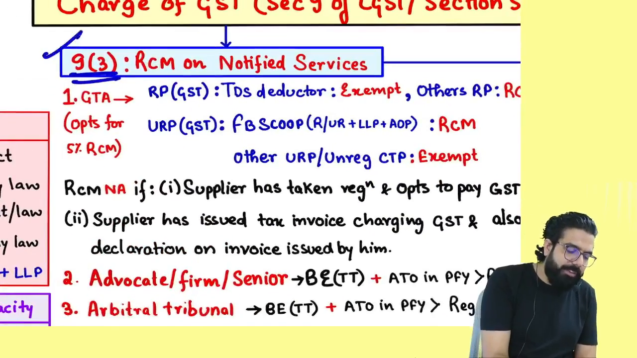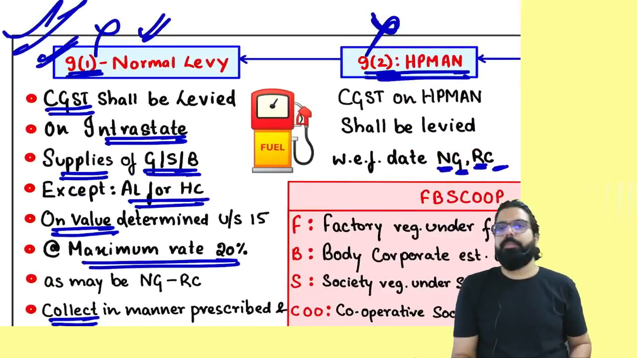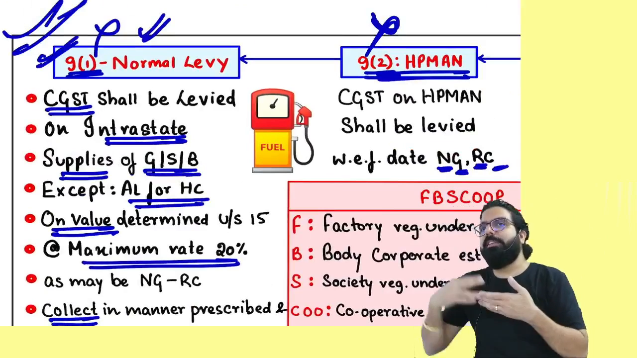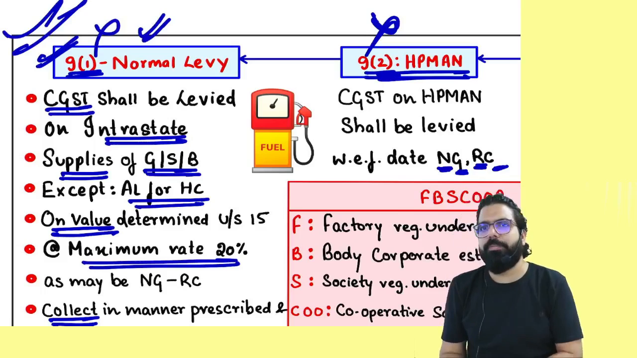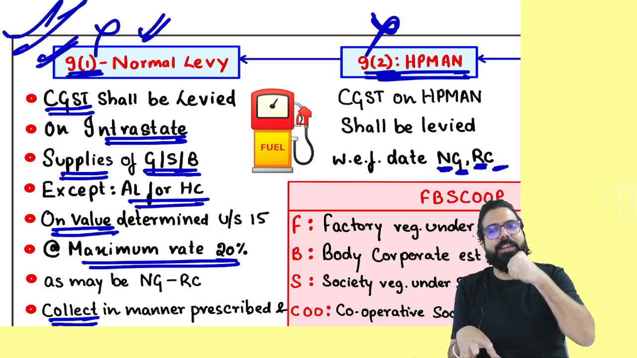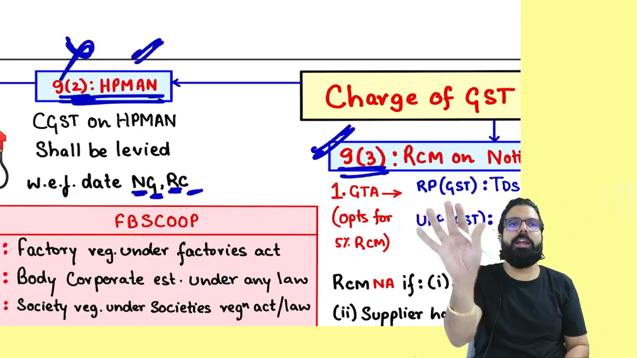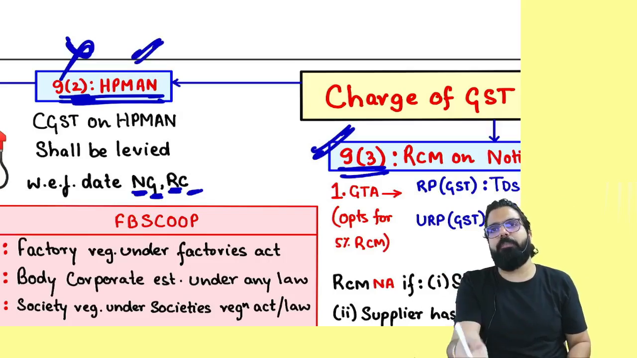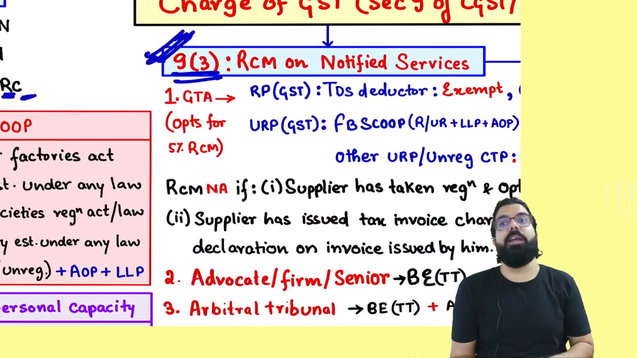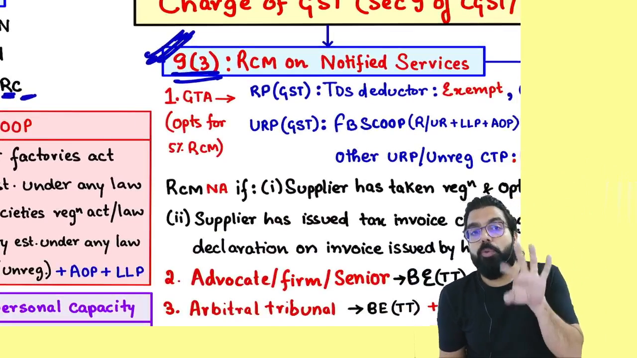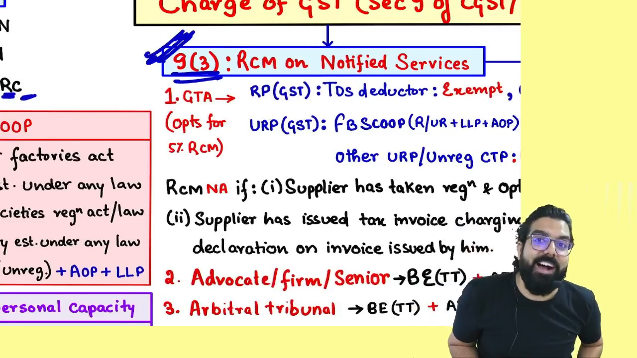Next, now we have section number 9.3. Listen to me very carefully. You know section number 9.1 told what? Whenever you are supplying, you should collect GST and pay to the government. Forward charge mechanism. Section number 9.2 told what? Don't collect on HP man, because it will come from a date notified by government on recommendation of council. Now we are learning section number 9.3. Section number 9.3 says on which item you should not collect and pay. Recipient will pay the GST under RCM.